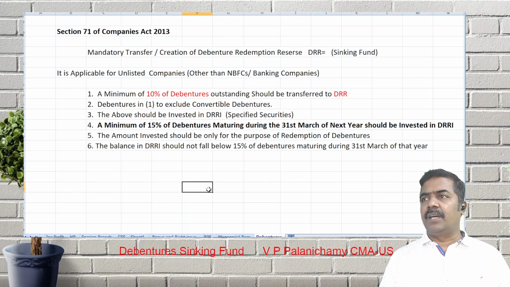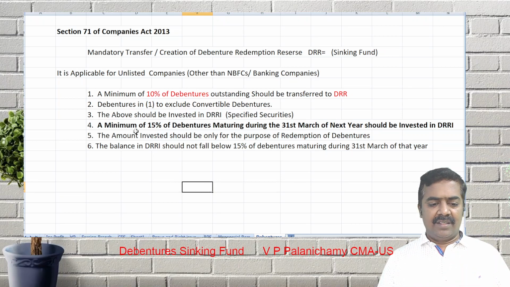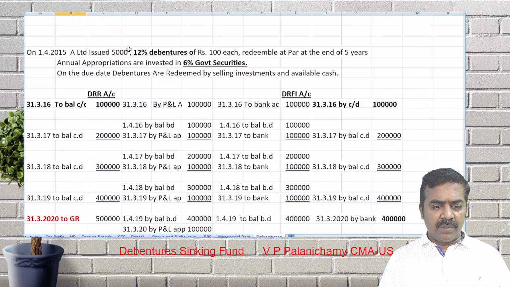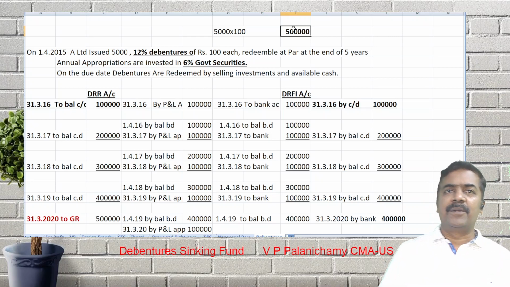Now for solving the examination problem, how to apply? Suppose they tell you how much of DRR is created. Okay, go with that. For example, in the last problem we had seen, if you look at debenture redemption reserve, what is the face value of debentures? 50,000 into 5,000 into 100. In the last problem, how much would it be? 5 lakhs. If nothing is specified in the problem, then you will create the minimum amount. What is the minimum amount? How much debenture redemption reserve should you create?